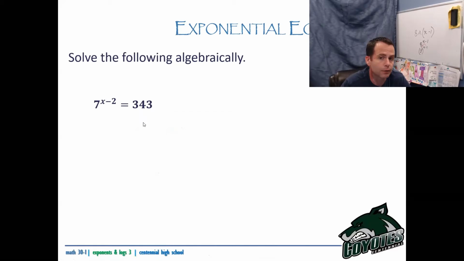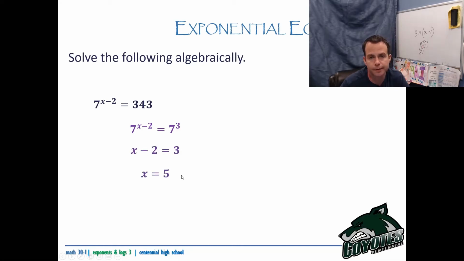I can rearrange that so that 343 can be written as 7 to the 3. So I've got 7 to the x minus 2 equals 7 to the 3. I've now written it as a single power with the same base, so I know my exponents have to equal each other. x minus 2 equals 3, and x equals 5.